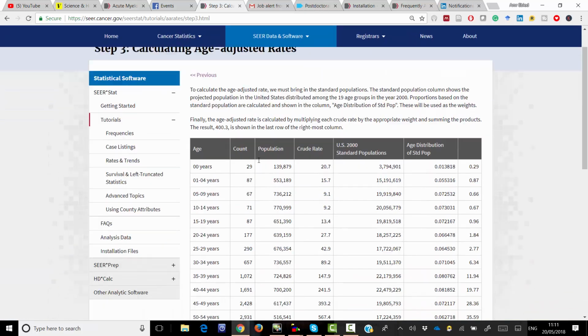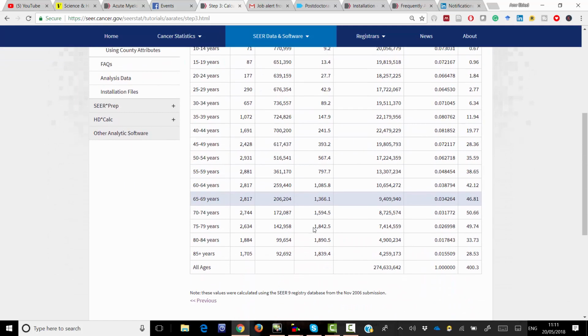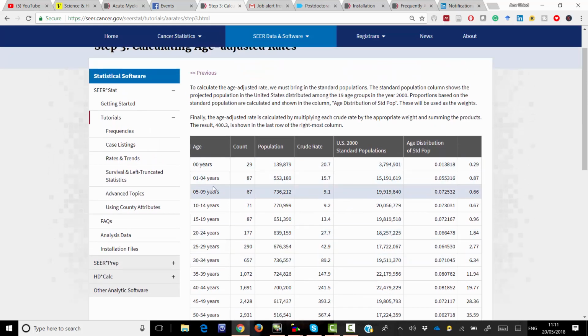So this is how they calculated the age-adjusted incidence rates. Within each age group, they have put in the count column and the population column, and that's how we got the crude rates. And this is for your knowledge, not for your comparison. Up to the crude rate and the age-specific crude rate, it's just for knowledge.